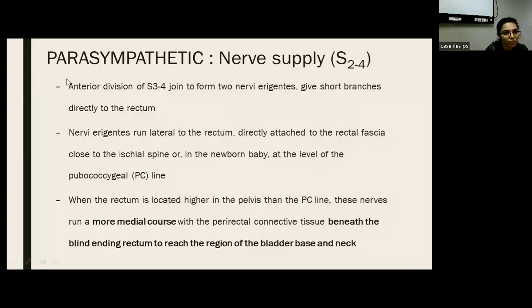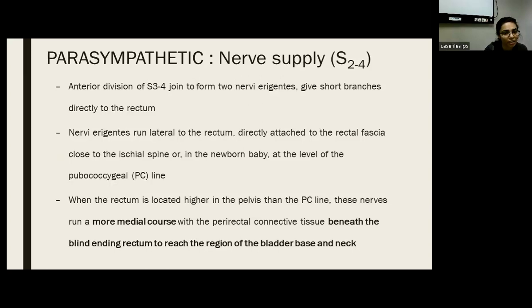Then the nerve supply of the anal canal: parasympathetic and sympathetic. First is the parasympathetic, which arises from the second to fourth sacral plexus. It arises from the anterior division of mainly the third and fourth sacral nerves, and also small twigs from the second one, to form the two nervi erigentes, which give short branches directly to the rectum and further to the bladder base and neck of the bladder.